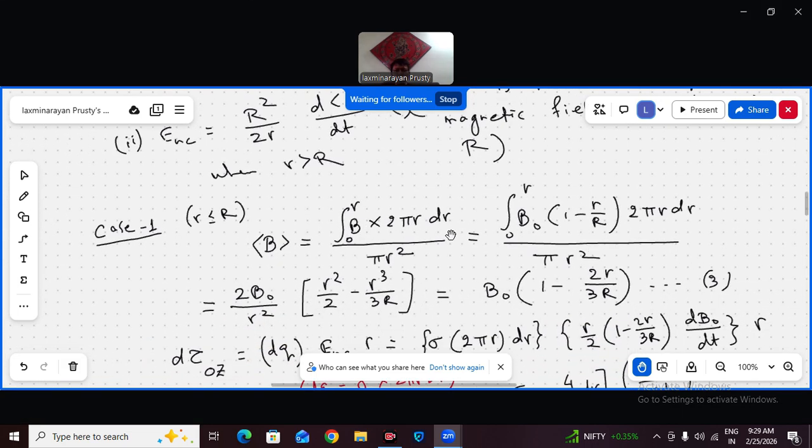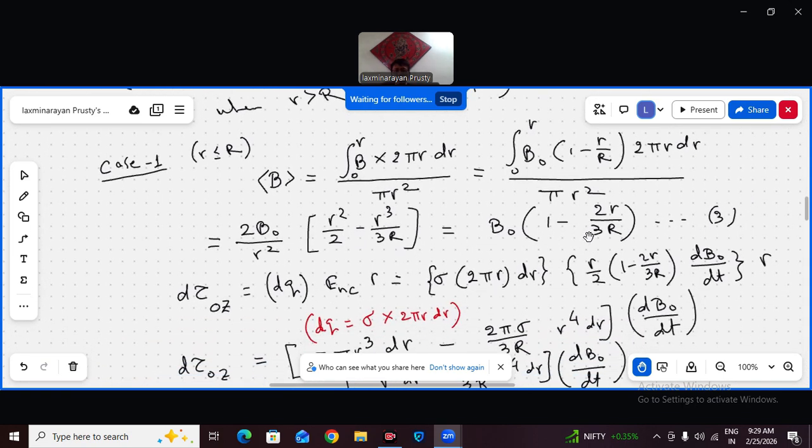B you write as B naught times (1 minus r by capital R), times 2 pi r dr, integrated from 0 to any arbitrary r less than capital R, divided by pi r square. So the integration gives you this. This is the B average within r less than capital R.